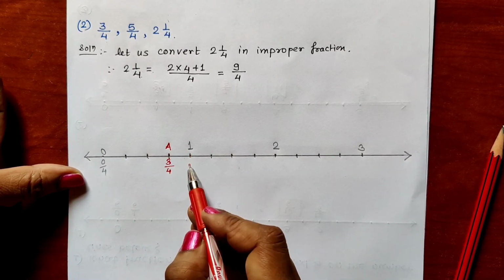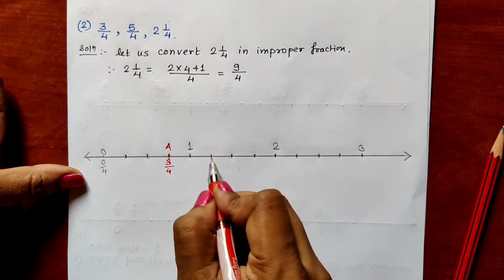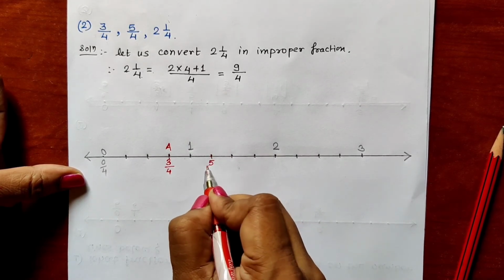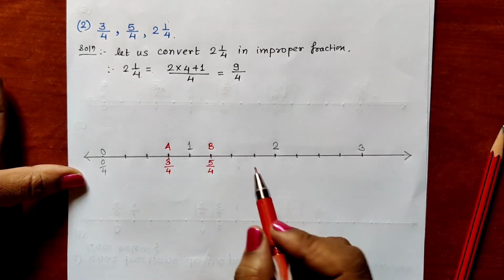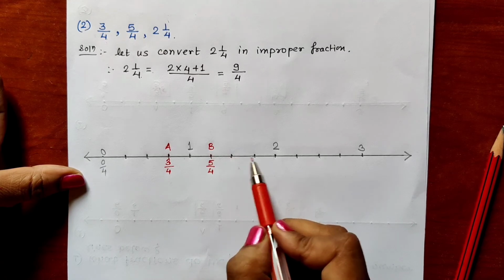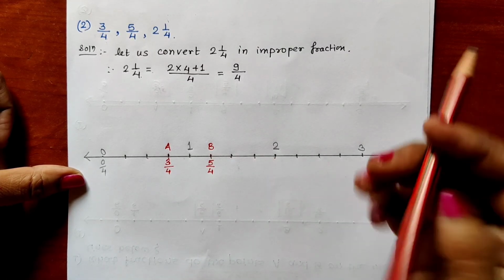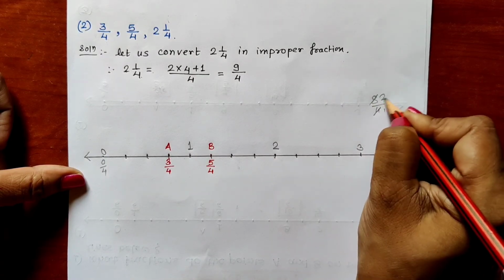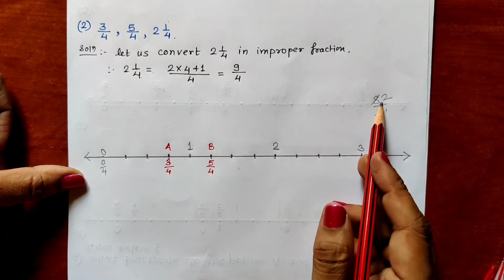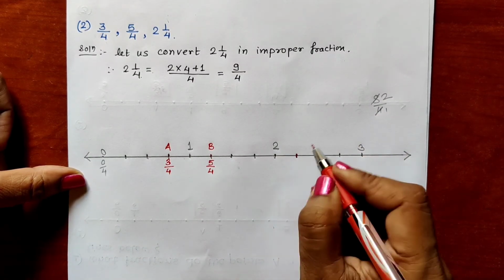1 means 4 upon 4. Correct. Then 5 upon 4. This point will be 5 upon 4. Point B is 5 upon 4. Okay. Now 6 upon 4, 7 upon 4, 2 means 8 upon 4. How does 2 become 8 upon 4? Because 4 ones are 4, 4 twos are 8. So 2 means 8 upon 4, and the next point is 9 upon 4.